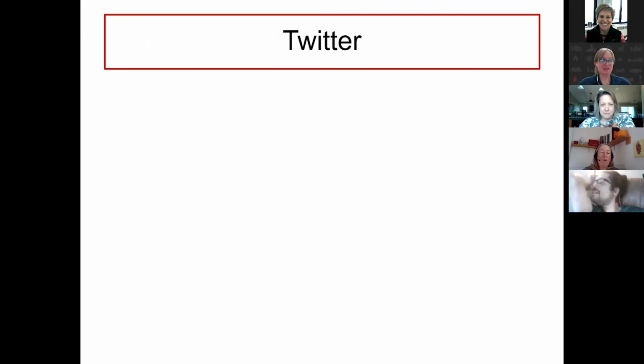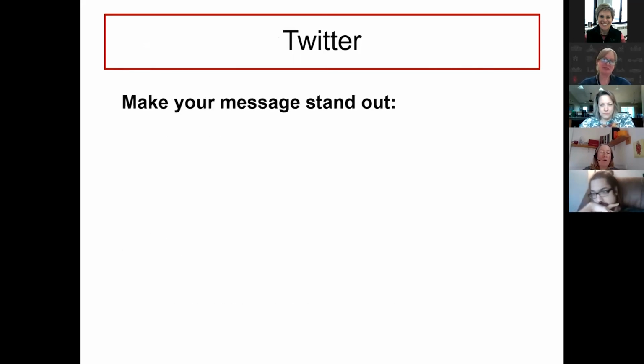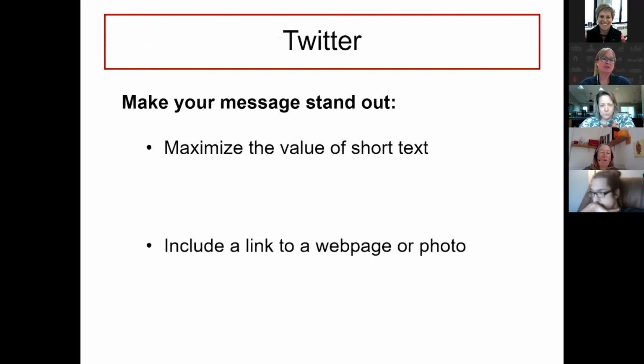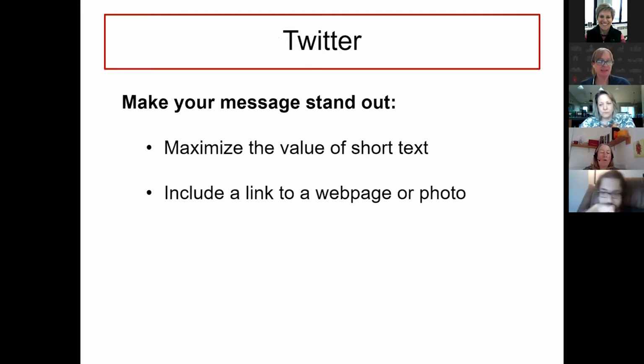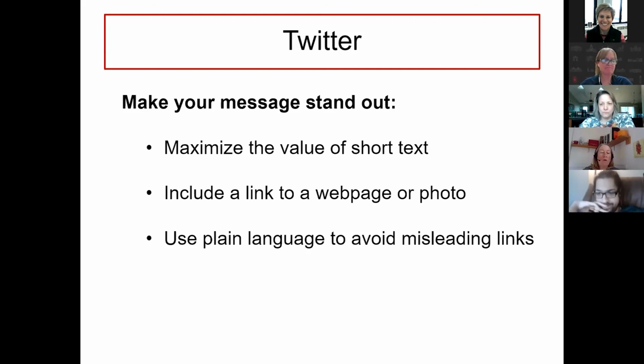Let's talk specifically about Twitter. Short text is almost a guarantee when you have a limit of 140 characters, but people can get a lot of tweets in a day. So we want to make sure that our message stands out. One way to do that is to include a link to a web page or a photo with the call to action that we have, really clear, to focus on a service or an event or an activity. You can put a link in your message and put it early in the message so it doesn't get overlooked.